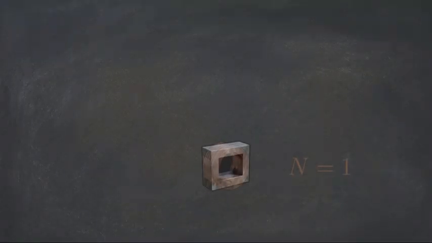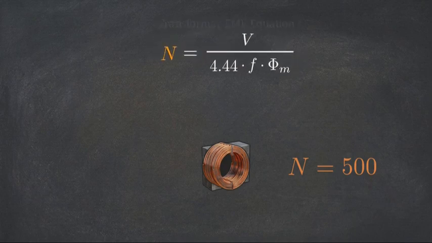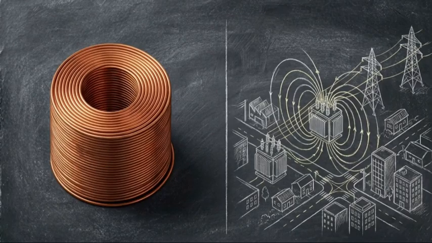The exact number of these wire wraps is a calculated design requirement defined by the transformer EMF equation. Voltage equals 4.44 times frequency times the number of turns times the maximum magnetic flux. To find the required turn count, we isolate N by dividing the target voltage by the rest of the variables. Calculating this specific turn count allows an engineer to match a physical spool of wire to the invisible magnetic forces generated by the power grid.